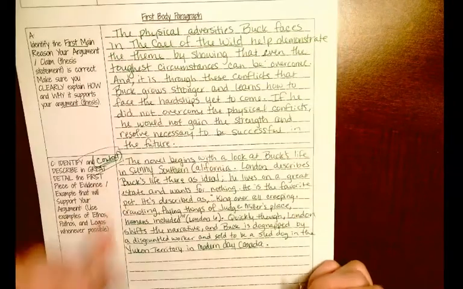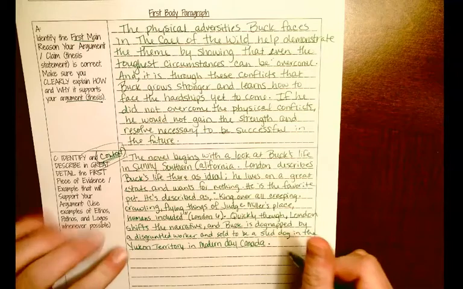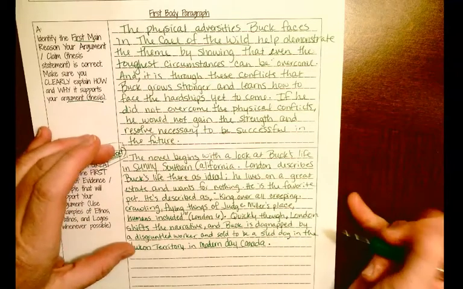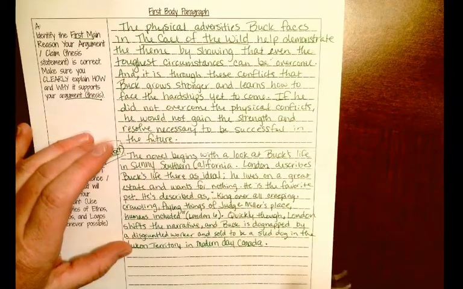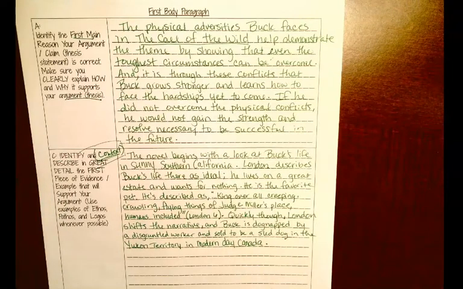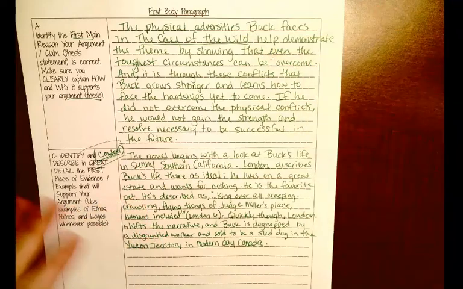This here is me giving the context. Now my reader has an idea of how the story starts. So, then I have to go into the physical adversities that he faces.